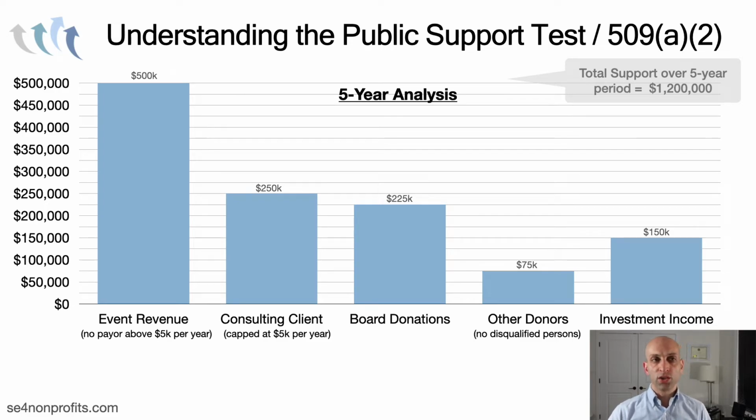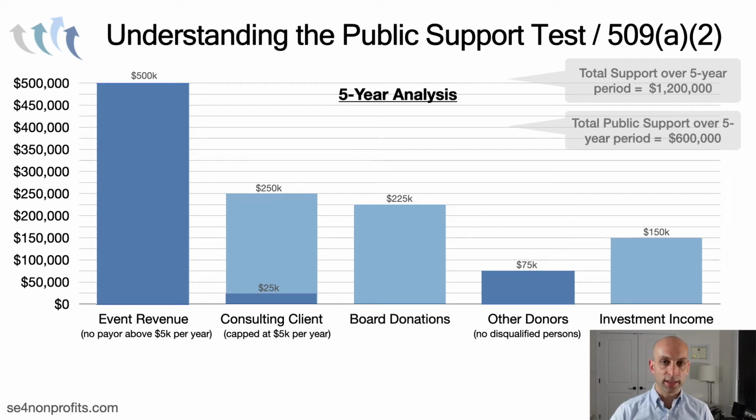And if we go through each revenue source, we see that $500,000 in event revenue counts in full. Only $25,000 from the consulting client counts because of the $5,000 per year limit. None of the board donations count, but the full $75,000 from other donors is going to count, and none of the investment income is going to count. So total public support over this 5-year period equals $600,000.